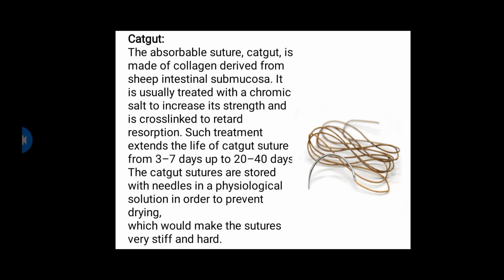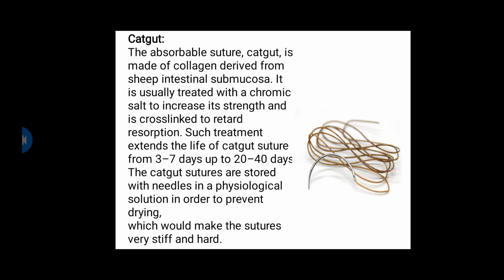The first category under the suture is catgut. It is a natural suture. The absorbable suture catgut is made of collagen derived from sheep intestinal submucosa. In the name itself, cat refers to cattle, that is the sheep, and gut means the stomach or the intestine part of that cattle. It is usually treated with chromic salt to increase its strength and is cross-linked to retard resorption.